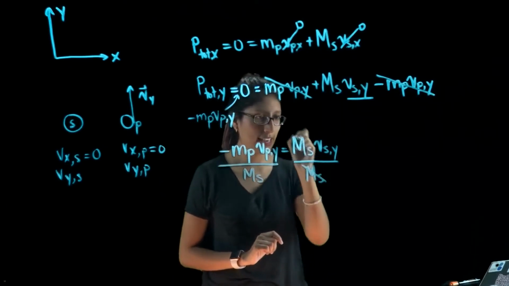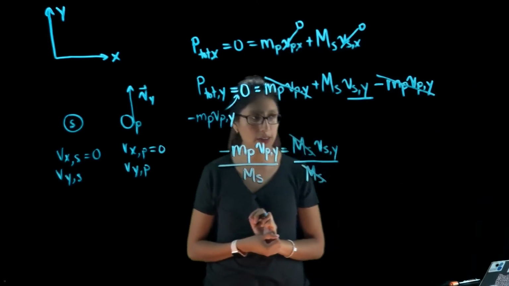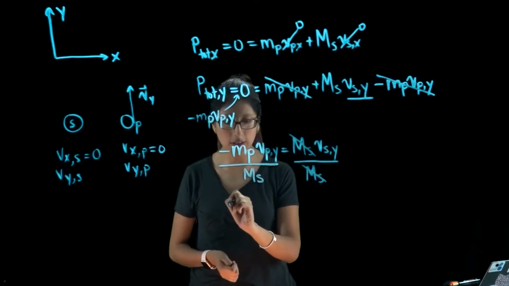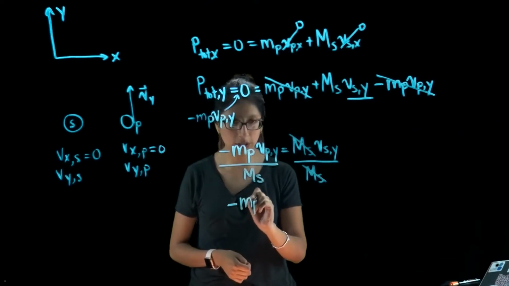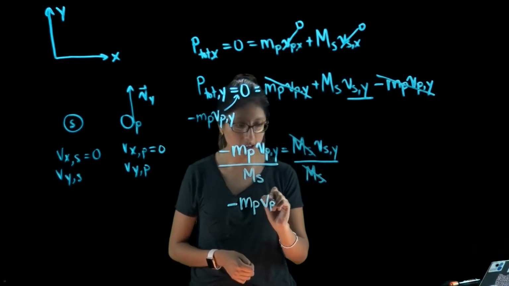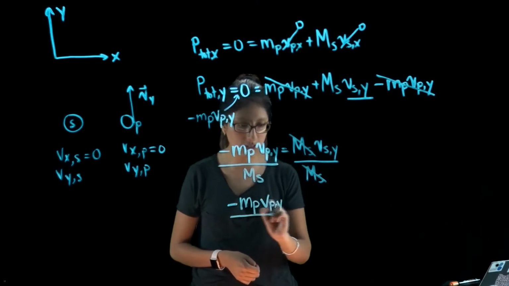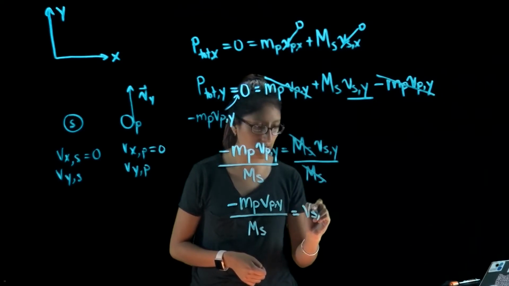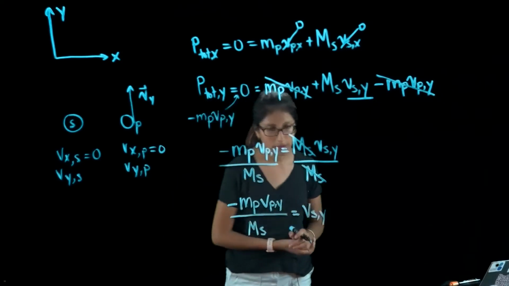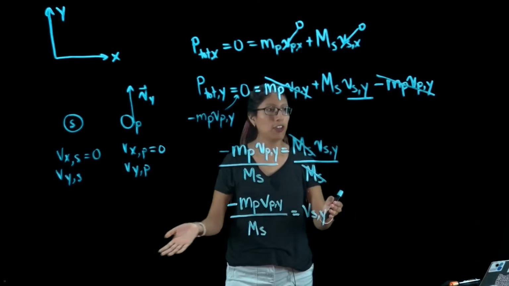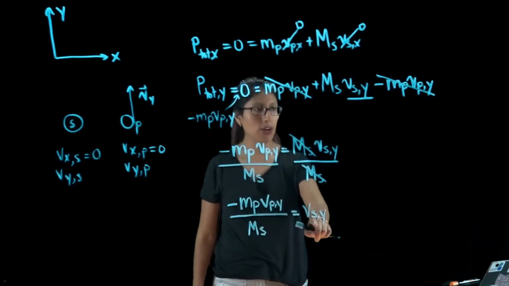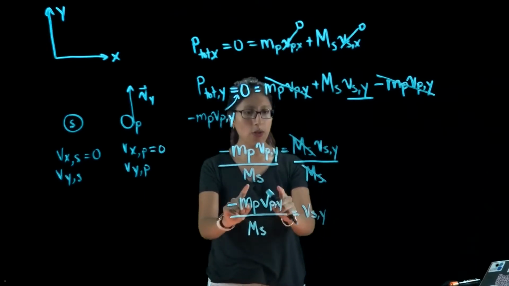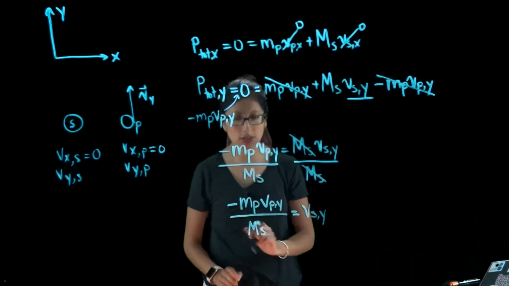And here this is going to cancel out the mass of the sun on my right. And I'm going to be left with the negative mass of the planet times the velocity of the planet in the y direction divided by the mass of the sun is going to equal the velocity of the sun in the y direction. Cool, so now we figured out that the velocity of the sun in the y direction first has to be going in the negative direction, and all we have to do is multiply these values.